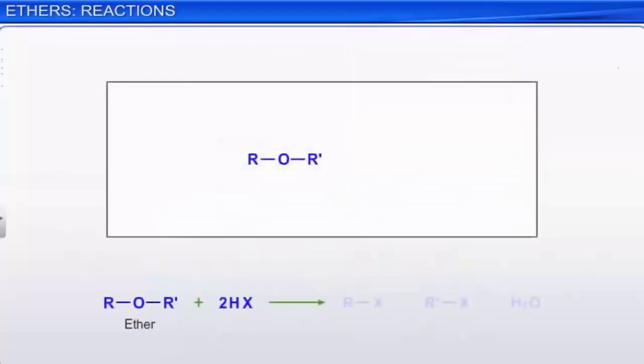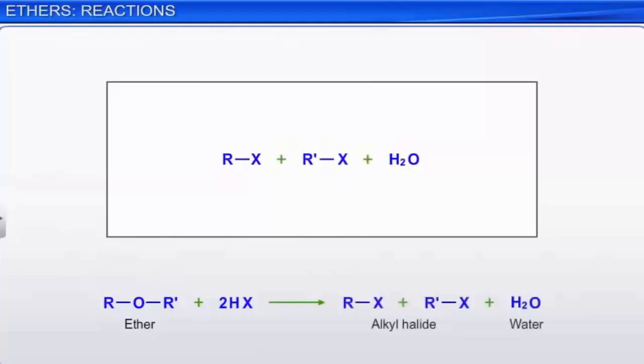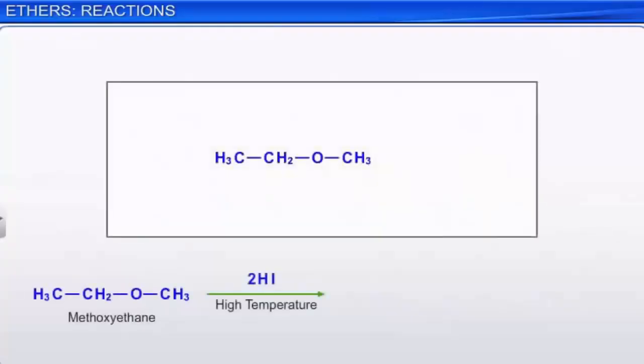Thus, when an ether is heated in the presence of excess hydrogen halide, 2 molecules of alkyl halide and a molecule of water are produced. For example, methoxyethane reacts with excess hydrogen iodide at high temperature to form a molecule each of iodoethane, iodomethane, and of water.